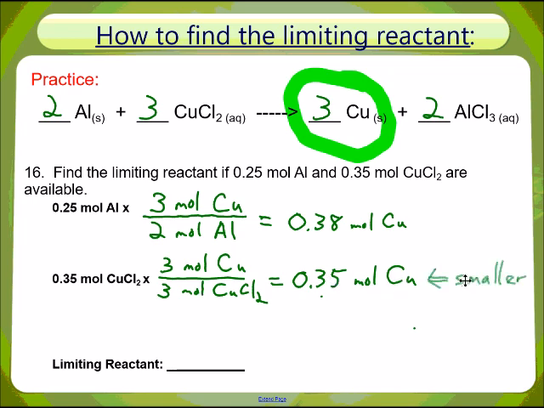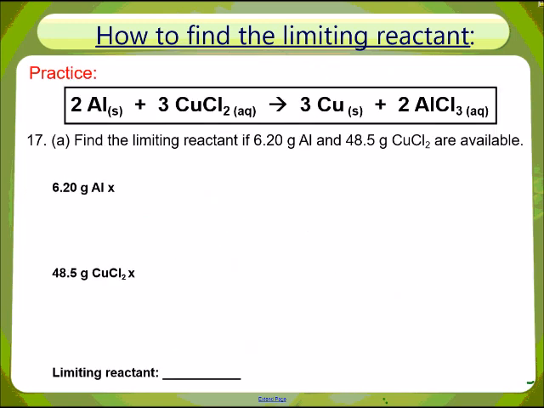Now this one would be smaller. That means that over here, the copper chloride would be my limiting reactant. Remember, you always have to compare these to the same product or it won't work. All right, let's try another practice problem.